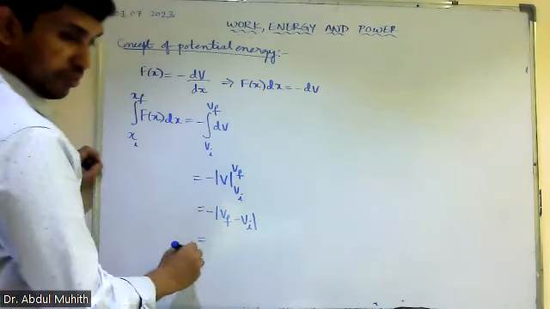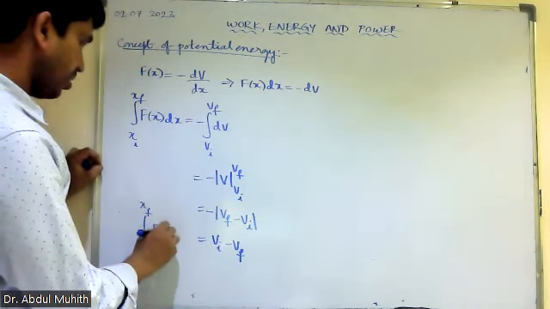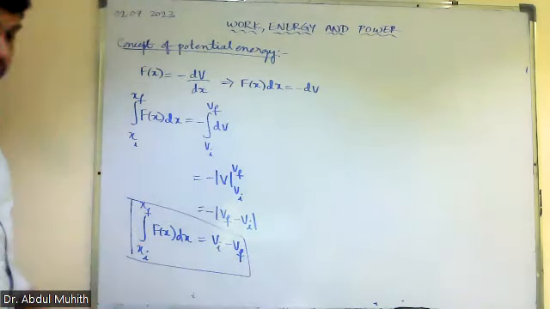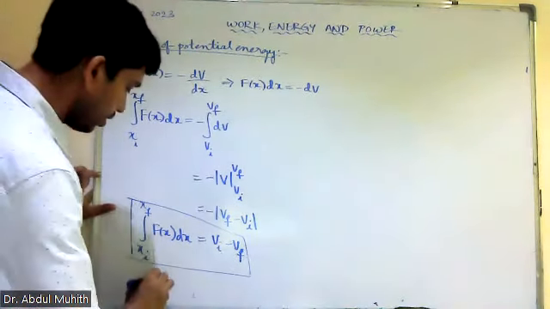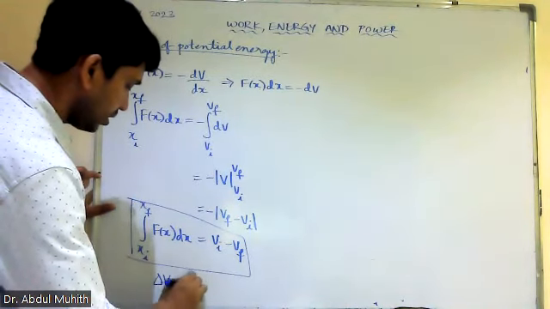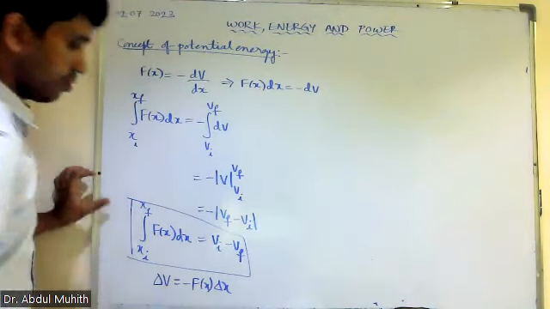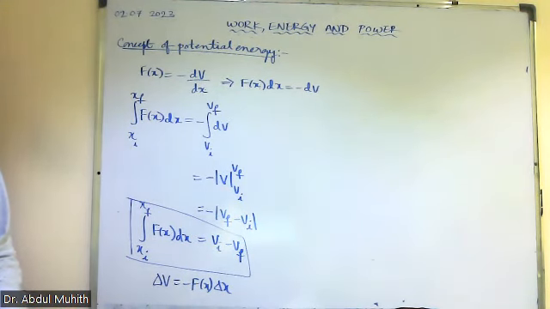So the integration of F of x into dx from xi to xf will be equal to Vi minus Vf. This is about the potential energy. So we can also write delta V is equal to minus F of x into delta x. Is it clear?